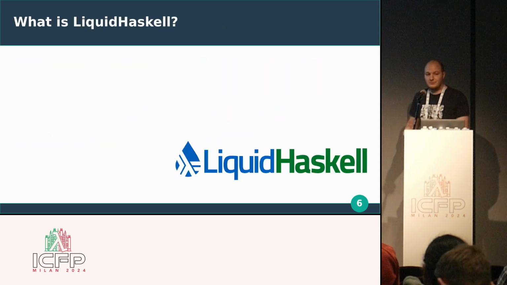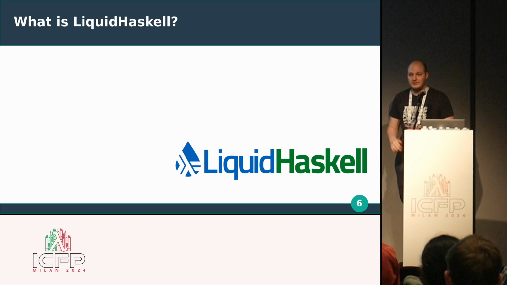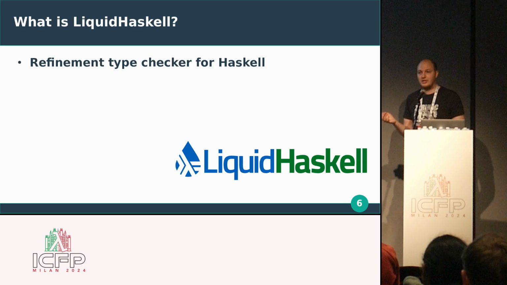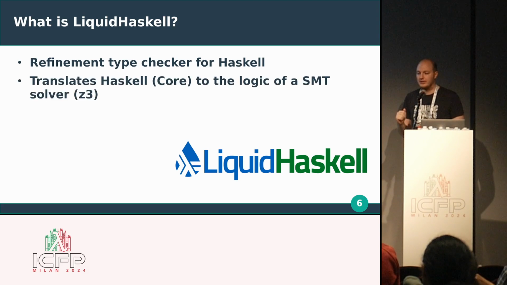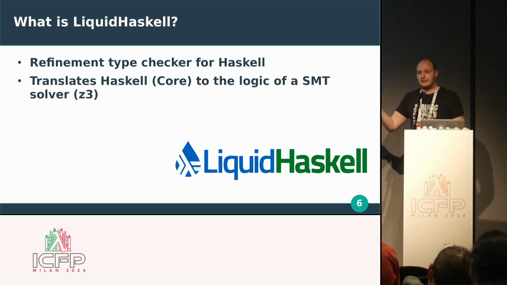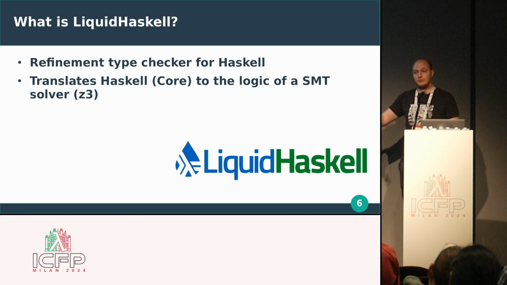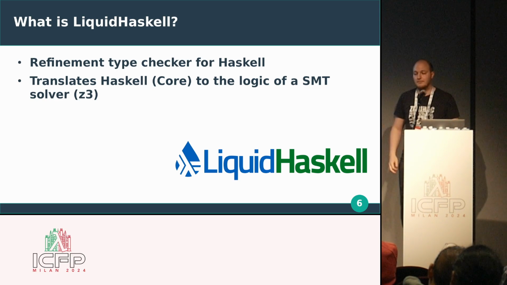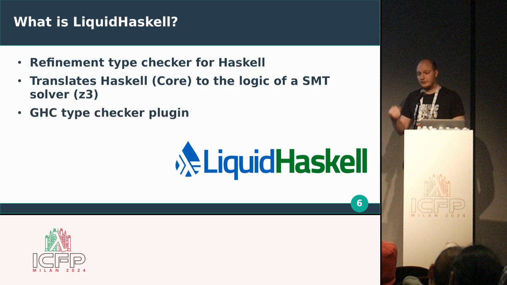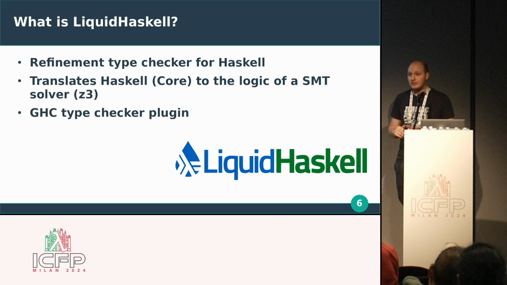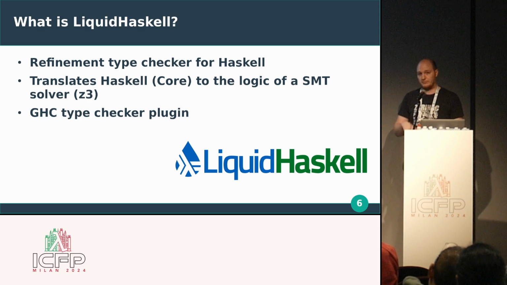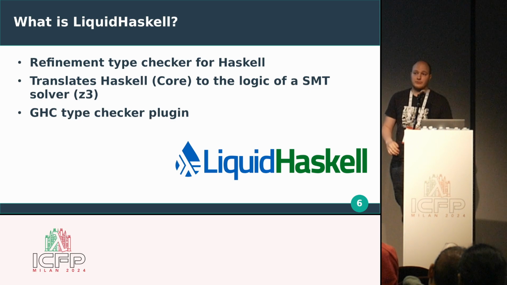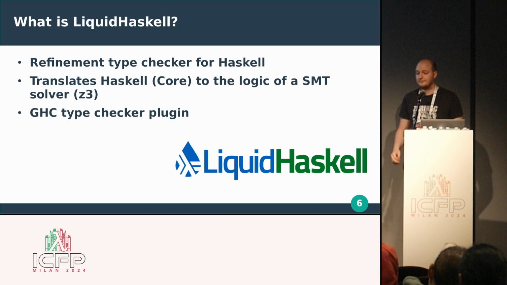We had a keynote already about this yesterday, but LiquidHaskell is a refinement type checker that allows us to specify extra properties on normal Haskell types. It works by translating Haskell, or more specifically Core, to the logic of an SMT solver, and then uses that SMT solver to check those refinements. It usually uses Z3. And for a few years now, it's implemented as a GHC type checker plugin, which makes it a lot more usable than it was before, and also nicely integrates with tooling like Haskell Language Server.